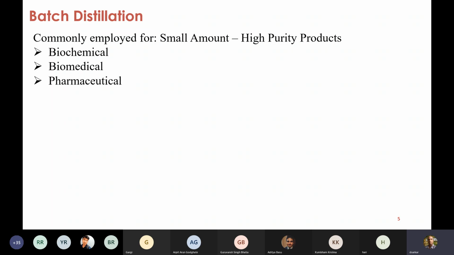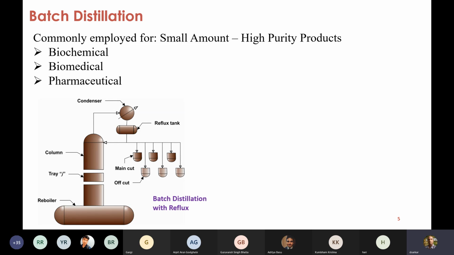You have done this course, so you are familiar with batch distillation and with continuous distillation. You perhaps know that batch distillation is commonly employed when you have to handle a small amount of material, but which is of high value or high purity is required. Typical applications are in the areas of biochemical products, biomedical products, or pharmaceutical products.